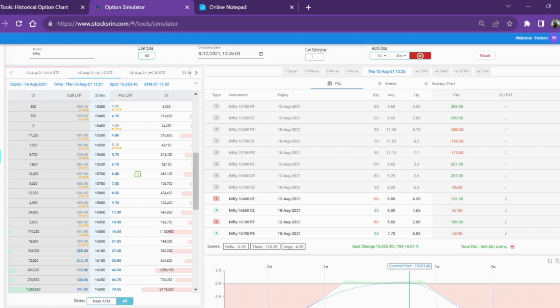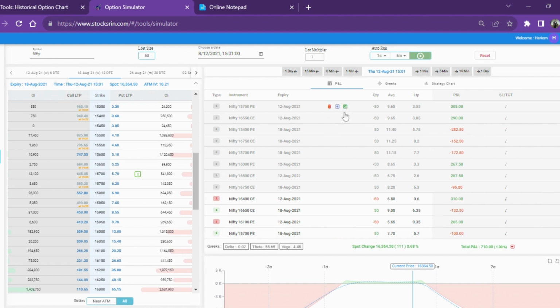Okay, it's already 1 o'clock and no adjustment is required, even though you can see that the call side has a lot of value and the put has no value, and now all the value is gone. Let's go ahead by 15 minutes more. Okay, so at 3 o'clock, this is when I squared off the position.